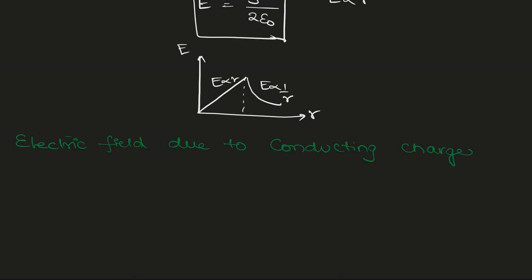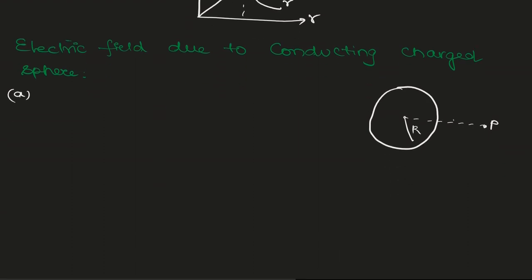Conducting charged sphere. So as it is a conducting charged sphere, charge will reside only on its surface. Here also we have to consider only surface charge density. Here also we'll have three cases. The first case is a point P outside. If we construct a Gaussian surface over here, it will enclose complete charge.